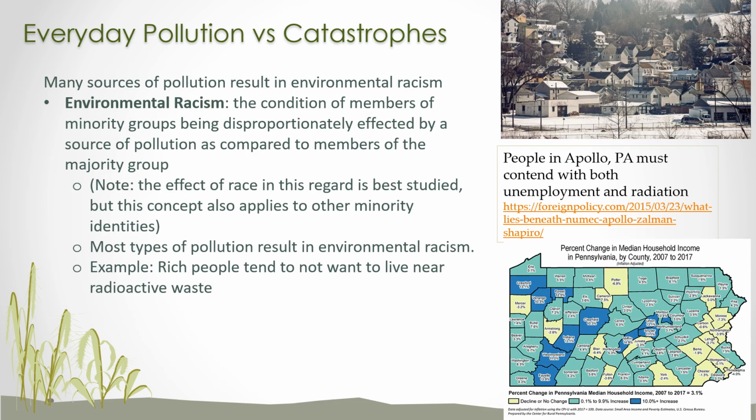A similar concept here is that of environmental racism. This is a super important concept in the course. I know I mentioned it in multiple places, but it's critical. Many sources of pollution result in environmental racism, which is the condition of members of a given minority group being disproportionately affected by a source of pollution as compared to members of the majority group.